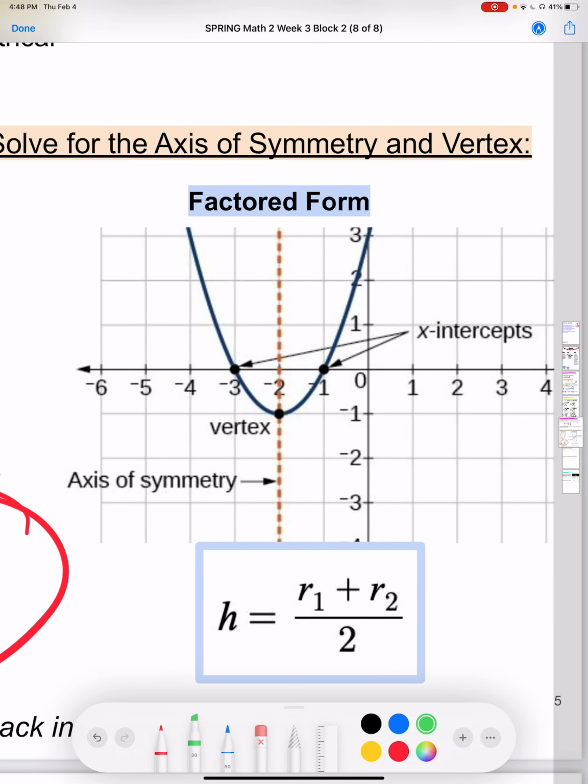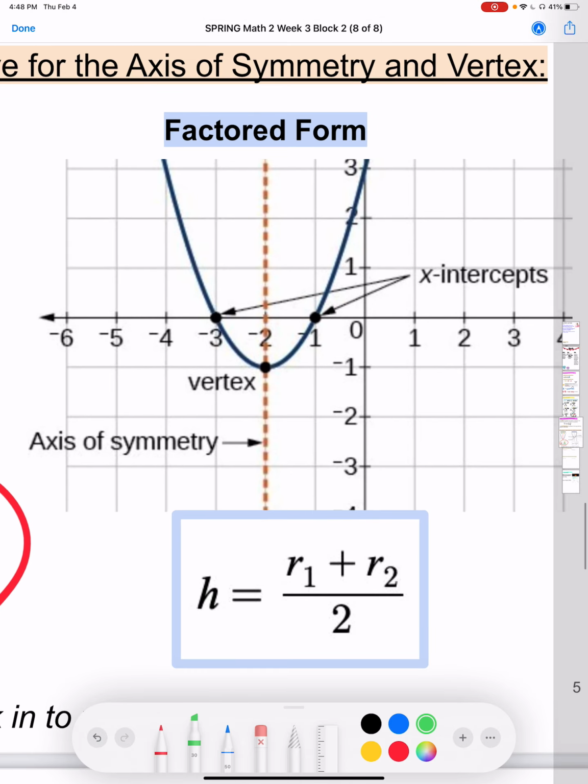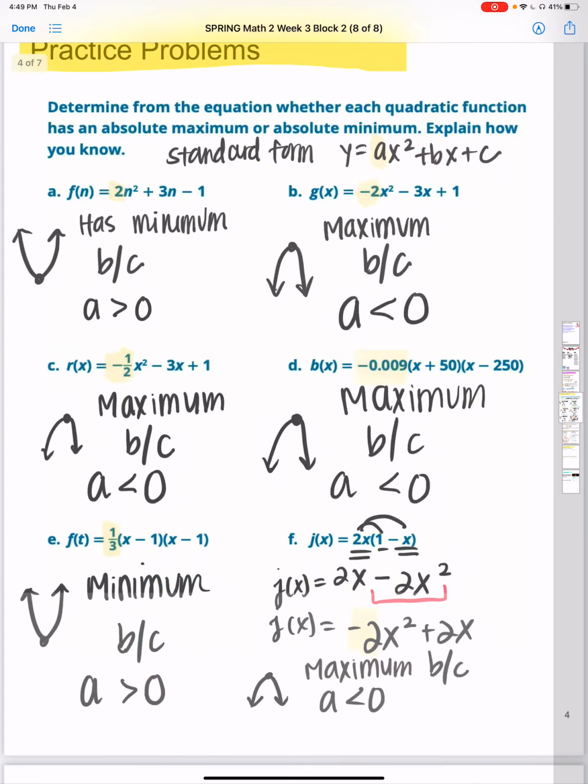For factored form, you have a different formula. Remember, for factored form, you actually have the roots. Now, I want to talk about this a little bit. Roots are always going to be the same distance away from the axis of symmetry. They're always the same distance away. In this picture, they're each only 1 unit away. So there's actually a formula you can use for it. It's kind of like taking the average.